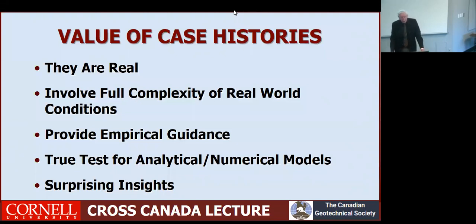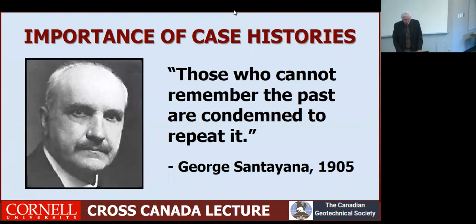They involve the full complexity of real-world conditions, and so working through a case history tells us something about what the uncertainties were and how those were adjusted to, and what the wrong decisions were and therefore the correct results that would come from making an initial error, which then hopefully will save other people from making those initial errors. They provide explicit and important empirical guidance, and they provide a true test for our analytical and numerical models, and sometimes they provide some surprising insights, as I think you'll find when we talk about some of the issues on the Boston Artery.